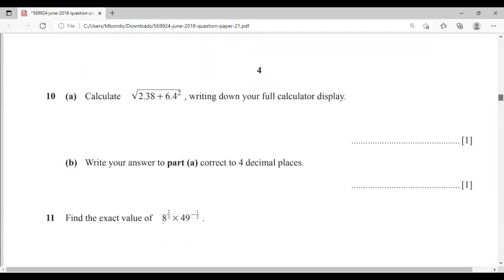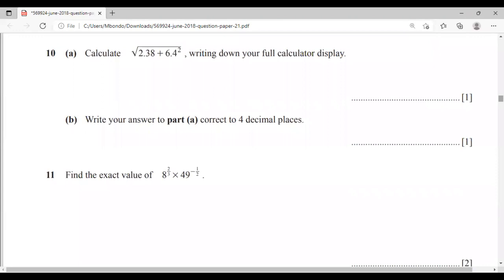So we can come to question 10. Calculate, writing down your full calculator display. Here I think we just have to use our calculators and see what we're going to get, because we are told to write our full calculator display. So that is 2.38 plus 6.4 squared. Depending on the calculator that you're using.